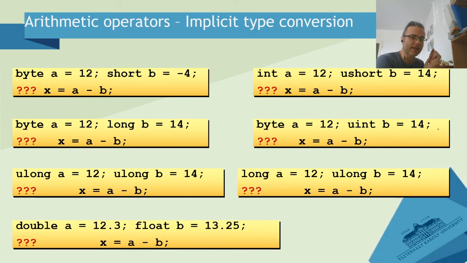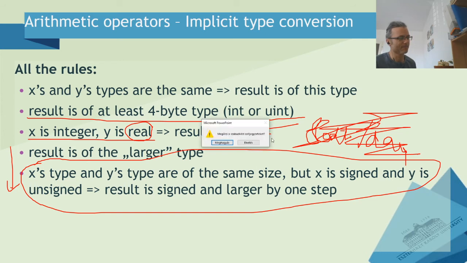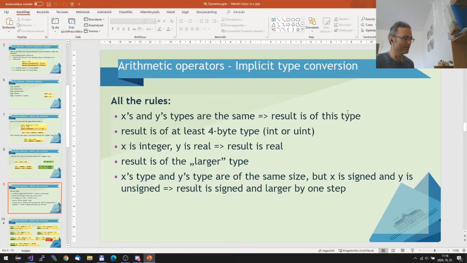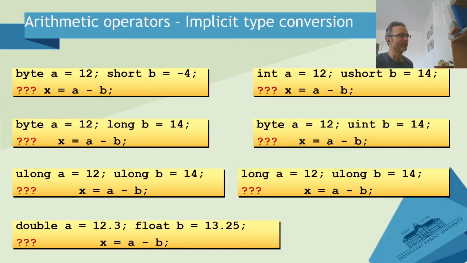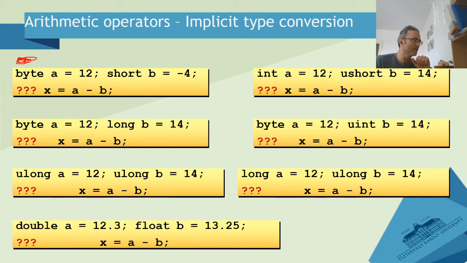Okay, I have a few exercises for you. So let's see if you understand what those rules are about. Please tell me what types to use. Let's start with this one. So what to write here? Int. It's int, because it has to be at least 4 bytes.